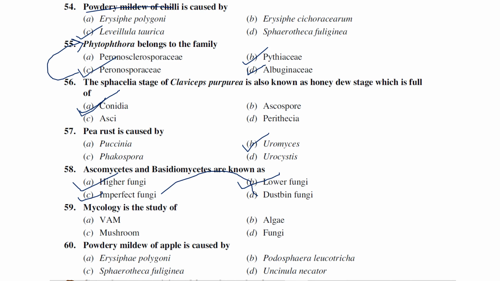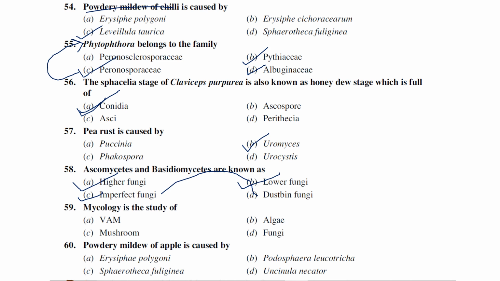If you see the previous classifications, the Alexopoulos and Mims classification and the Ainsworth classification, they have a separate phylum called Deuteromycota, where all the dustbin fungi and imperfect fungi are placed. Now, in the 2008 Kirk et al. classification, these imperfect fungi were grouped under Ascomycota only.